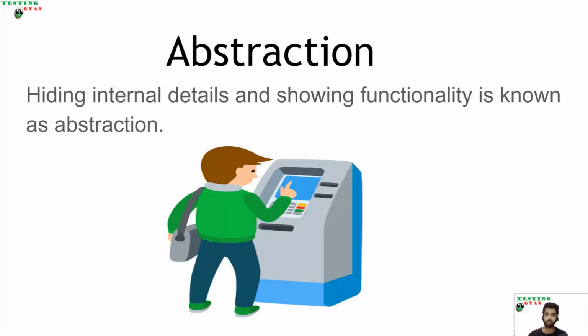Let's move on to abstraction now. Abstraction is basically hiding internal details and showing the functionality. The best example for this is your ATM machine. Suppose you go to your ATM machine, you enter the amount you want to withdraw, you enter your PIN code, you press enter and you get your money. But you don't know what it performs at the back end. Another example is your cell phone. You just dial the number and talk to the other person. You don't know what is happening at the back end. This is known as abstraction.